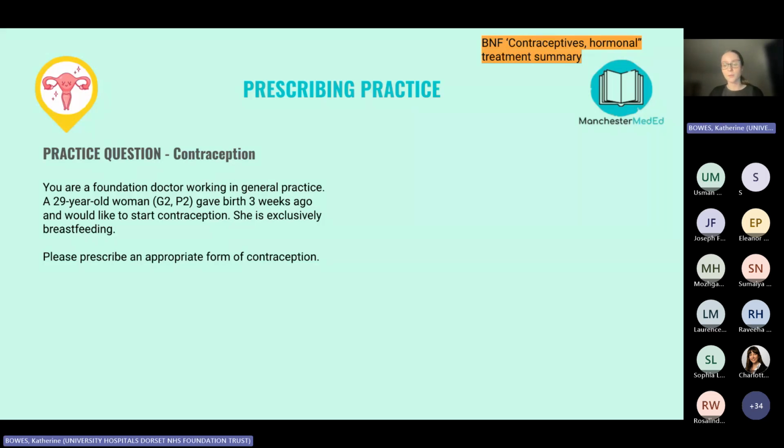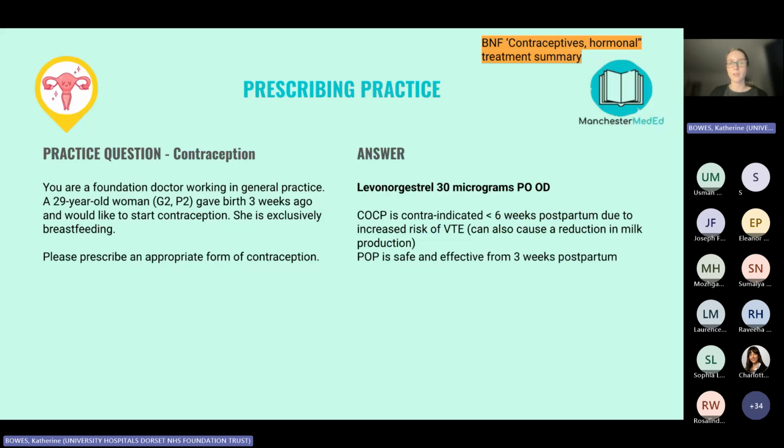Okay, I think we'll go through the answer now. So the answer here would be the progesterone only pill. So once again, I would just learn the name of this and get familiar with typing that into the BNF. And once again, it's the oral route once a day.